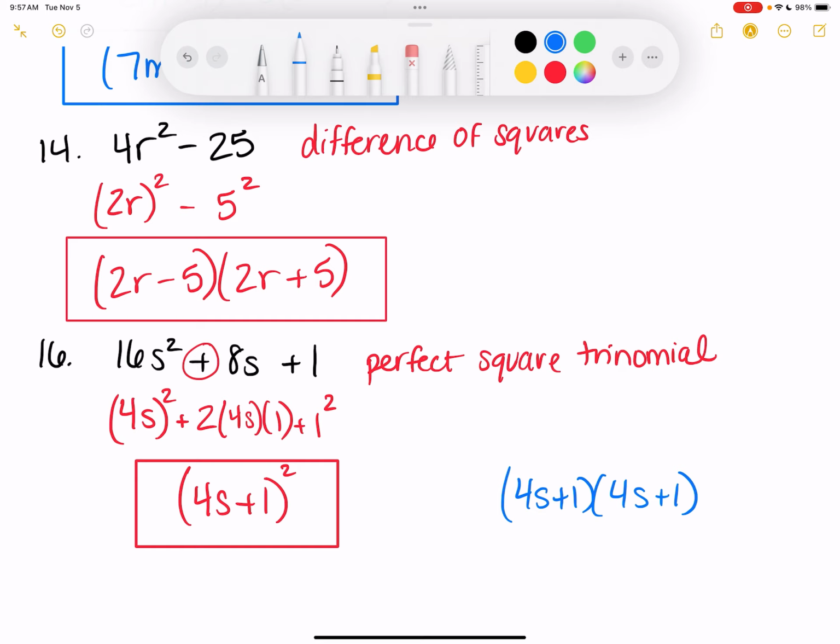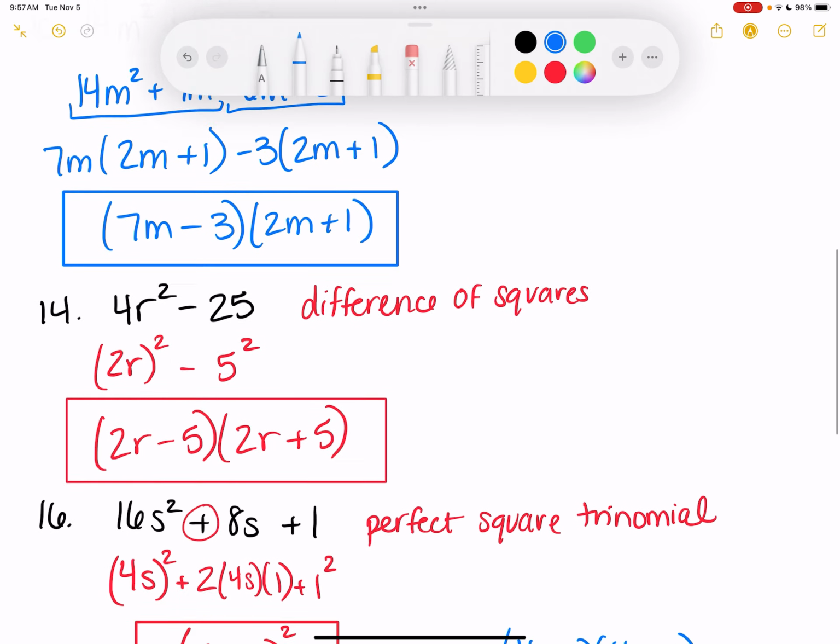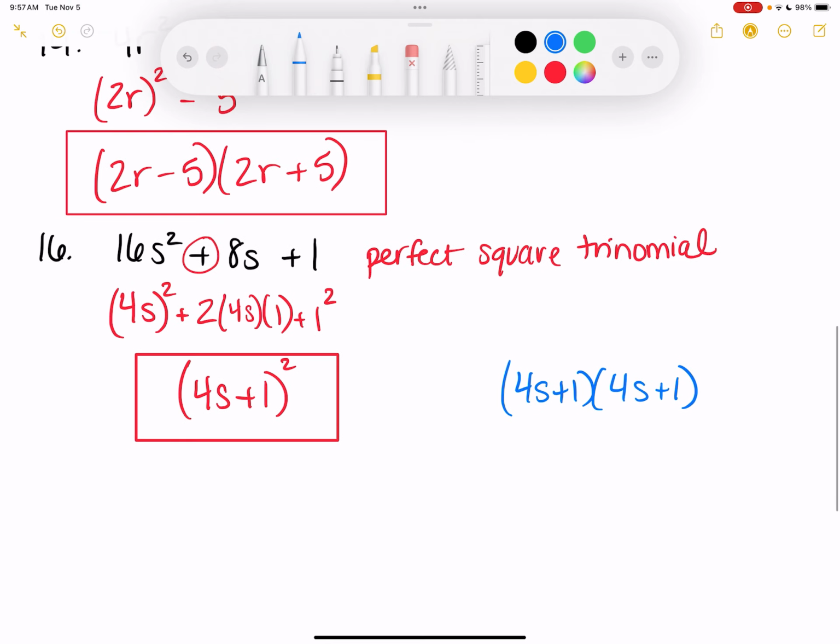Okay, even if you work it out the long way and you didn't recognize it, that's fine. But you need to write it like this, because that is the technically correct way to write it.